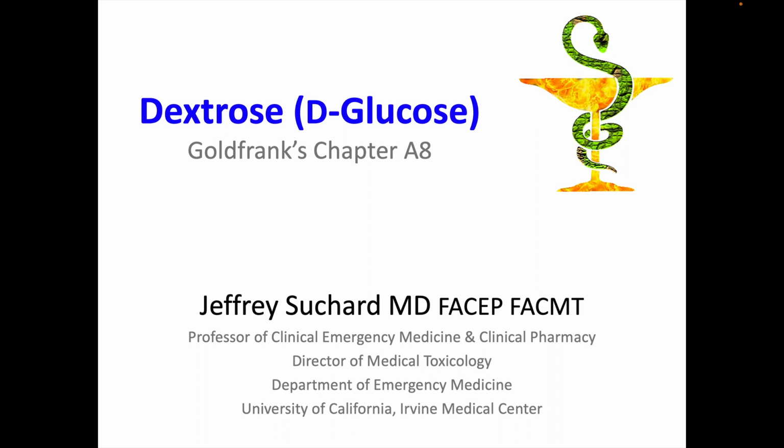This clinical toxicology video discussion is about dextrose, which is the D-stereoisomer of glucose that's most important in biological systems. Like, if we're talking about giving a patient glucose or what their glucose level is, that's the same thing as dextrose. This topic corresponds to Antidotes in Depth Chapter A8 in Goldfrank's Toxicologic Emergencies.